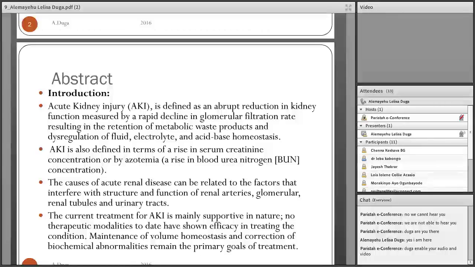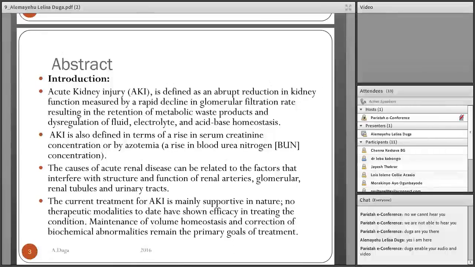It is an abrupt reduction in kidney function measured by a rapid decline in glomerular filtration rate, resulting in retention of metabolic wastes. Okay, so usually we have retention of metabolic wastes like fluids, electrolytes, and other waste products. So it's generally defined as a rise in serum creatinine concentration and blood urea nitrogen.